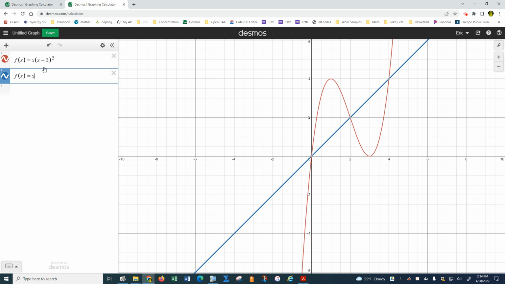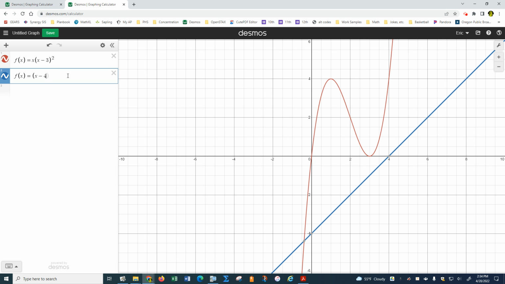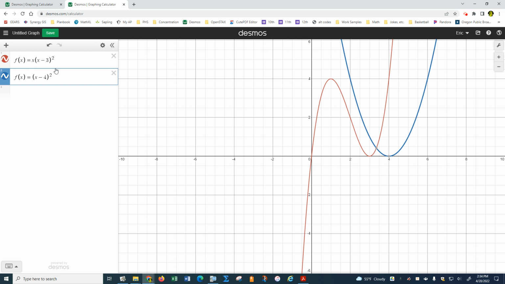Okay, so let's do x minus 4. Oops, that's not 4. x minus 4. And if it's linear like that, if I just leave it with a multiplicity of 1, look, it cuts right through the x-axis. If I make it squared, now, what do you know? It does the same thing. It acts as a turning point, doesn't it?